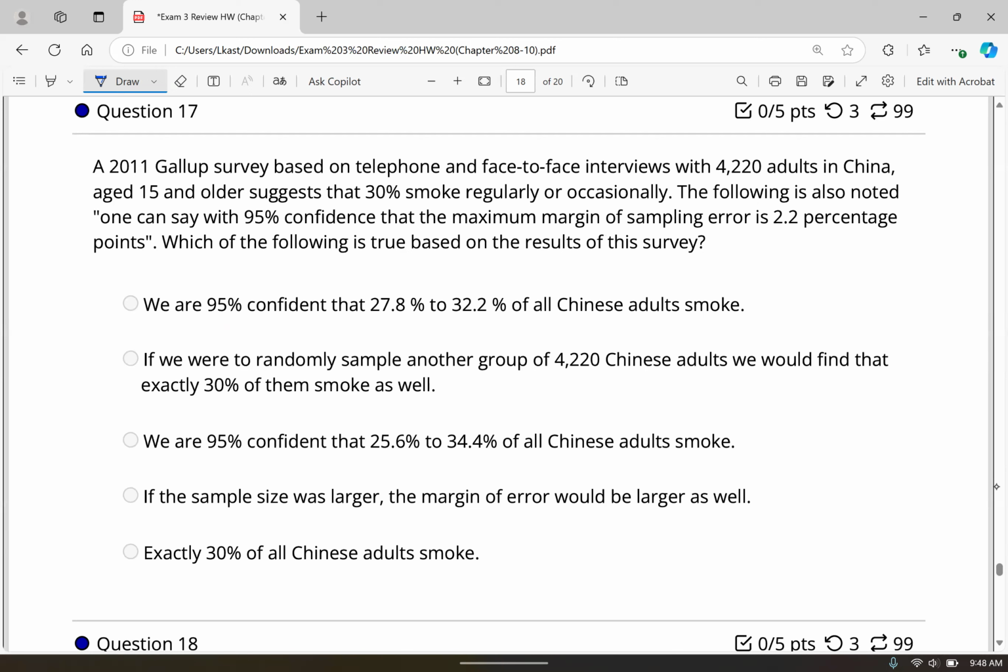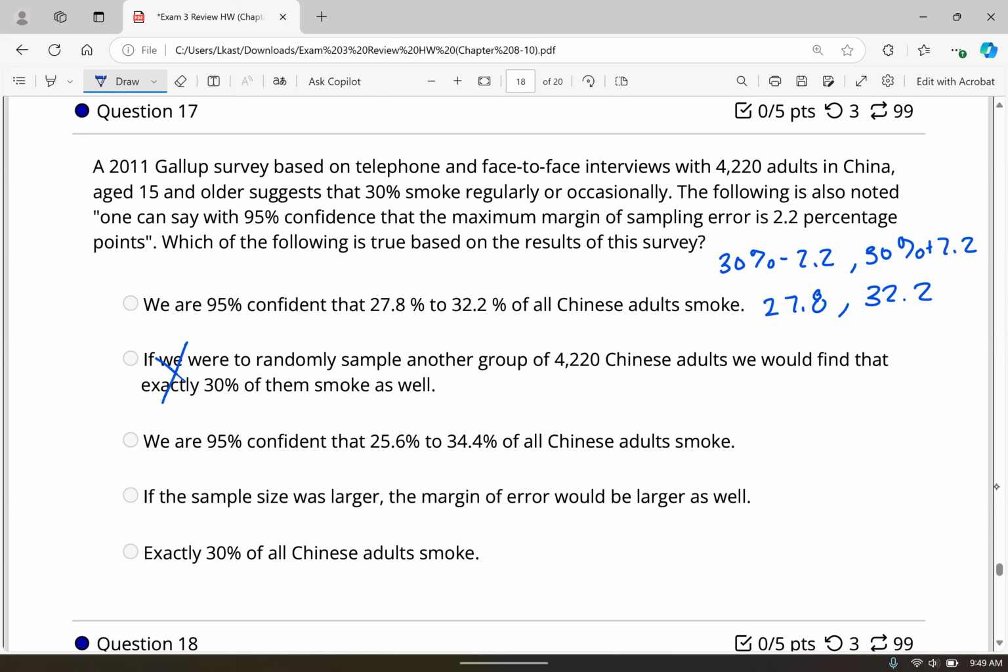Well, if you have 30% and they give you a margin of error, they give you a confidence interval. So what's the confidence interval? Is it 30% minus 2.2 to 30% plus 2.2? So is that 27.8 to 32.2? Did I do that subtraction correctly in my head? Okay, so which one of those 5 statements is true?